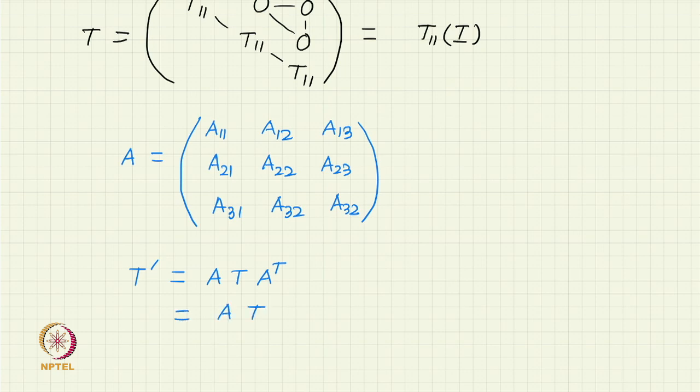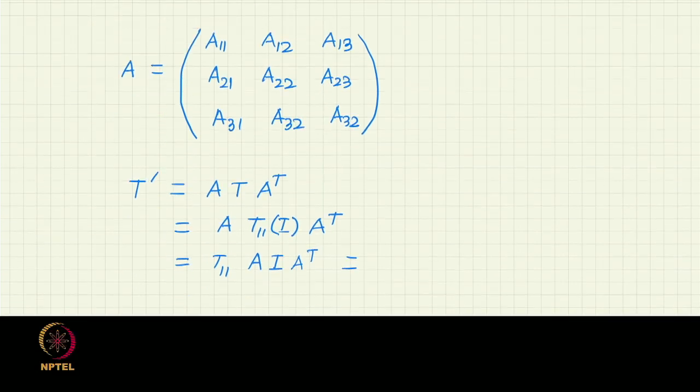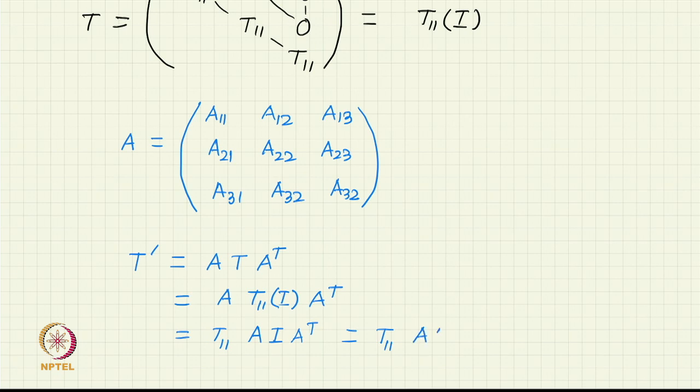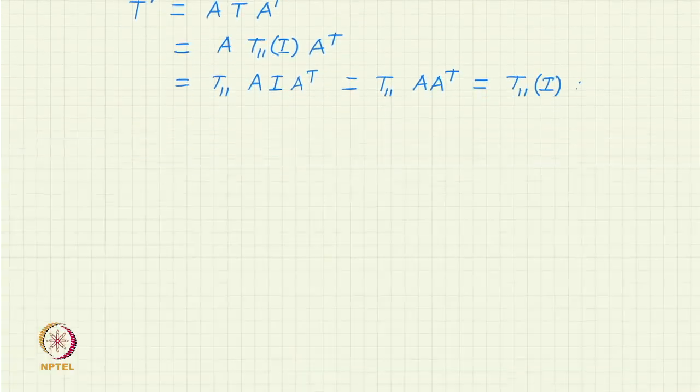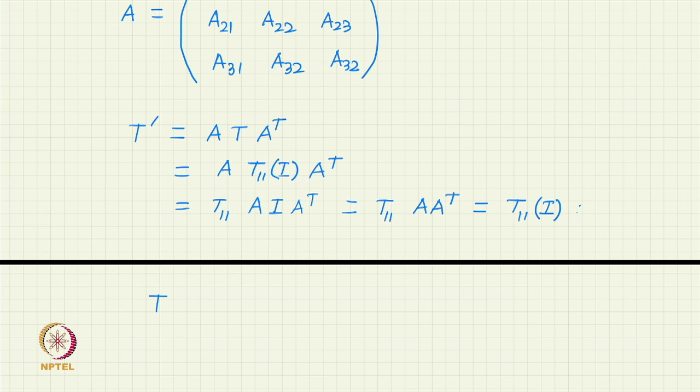But our T we have shown is nothing but T11 times I. T11 is a scalar, can be taken out. So, I have A I A transpose. This works out to A A transpose, and remember the special property of the A matrix which we had proved in one of the previous videos, that A transpose is A inverse. So, the product A A transpose is again an identity. So, this is T11 times I. So, the matrix T prime is same as the matrix T, because T was also T11 I.